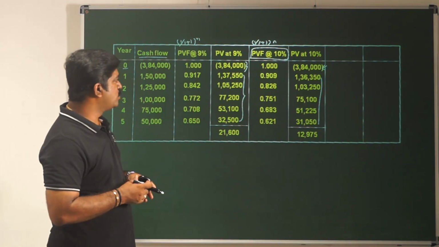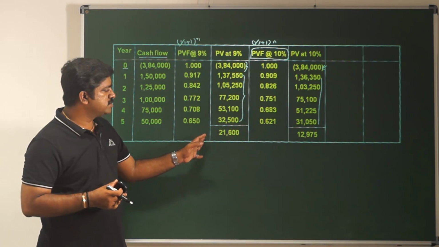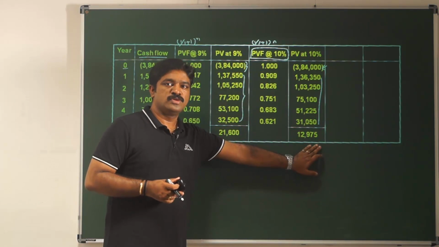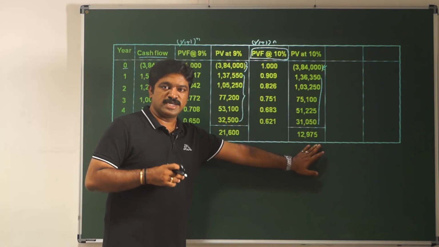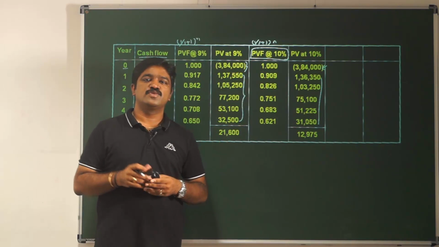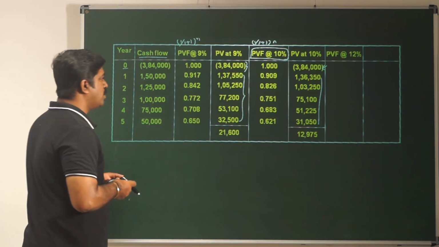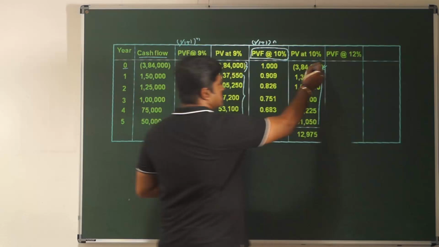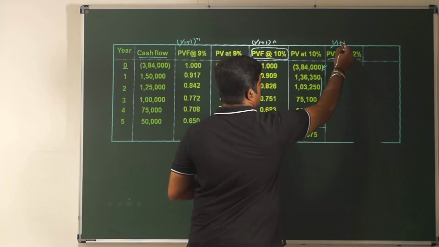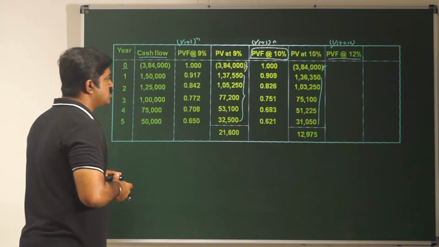Okay. So now what should I do? This 10% is not working because I tried with 9%, I tried with 10%, but this 10% is a little closer to zero NPV when compared with 9%. It means my IRR is going to be greater than 10%, so I have to try out some other rate. Okay, let me try with something like 12%. So I have to find out the present value factor. It is 1 divided by 1 plus 0.12 to the power 1, 2, 3, 4, 5, and for year 0 it is 1. Let's do that.